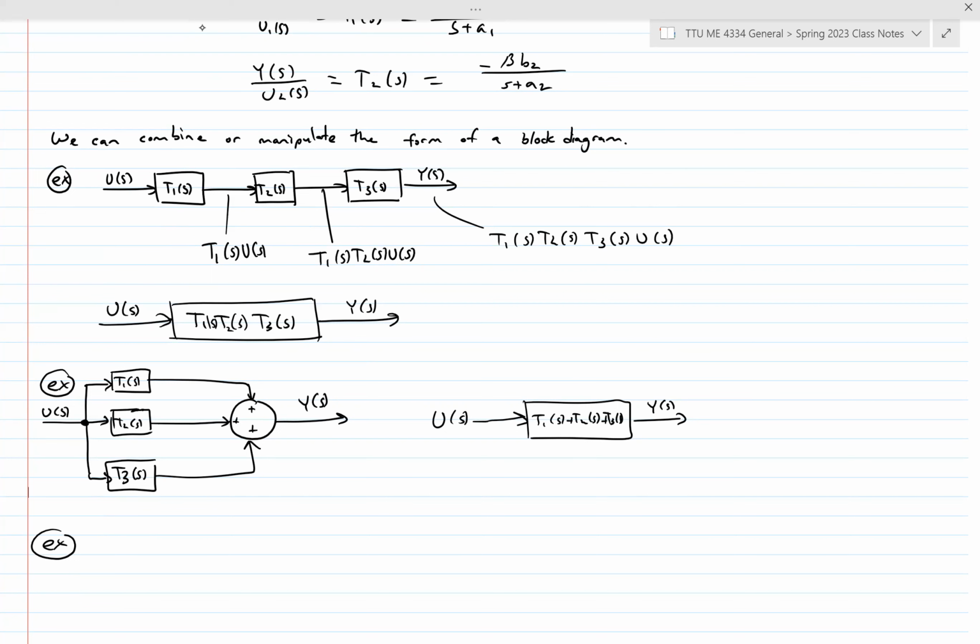So we're not going to ever put U or Y or anything like that in a box or a block, right? The blocks are reserved for multipliers and transfer functions. That's the only thing that goes into them. Okay, let's make sure we keep that in mind.